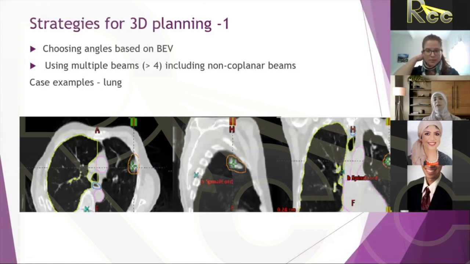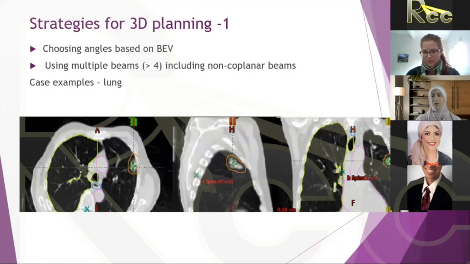Also for 3D planning, you want to have more than 4 beams. It is preferred to have more than 4 beams. How much more? Well, it's up to you. Usually, the wisdom says more beams means more conformality. Okay? And also you could have non-coplanar beams. The word non-coplanar means the couch is not at zero. The couch is at maybe 90 degrees or 70 or any other angle. So those are the two concepts, I mean, those are the techniques we're going to discuss in the next half hour.